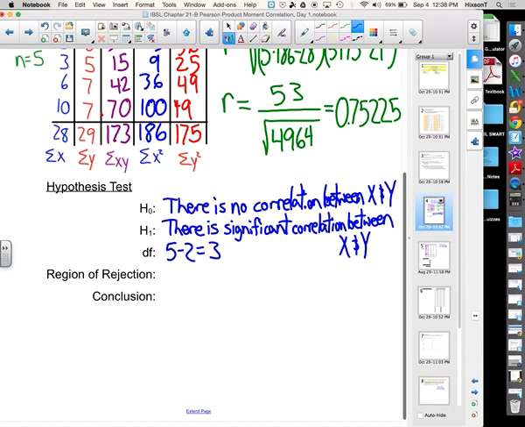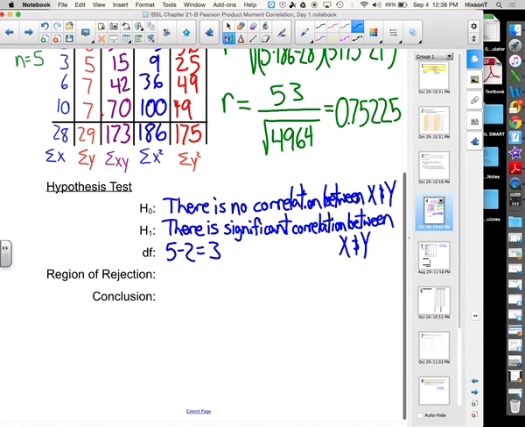That's a key. We take n, which was 5, minus 2. It's always minus 2 for this. Okay? And by the way, each test calculates it a little bit differently. Like if you do a chi-squared, it calculates it differently.